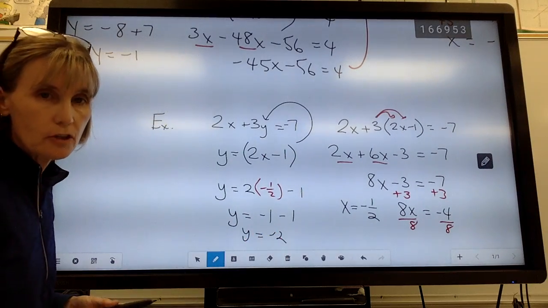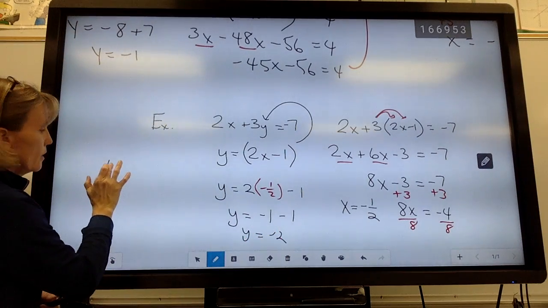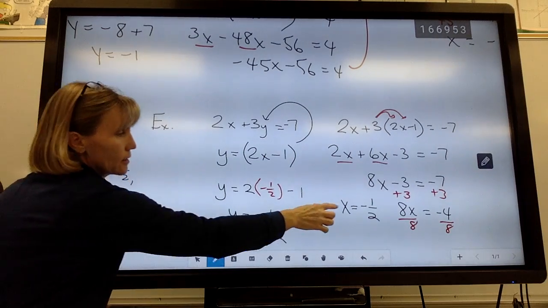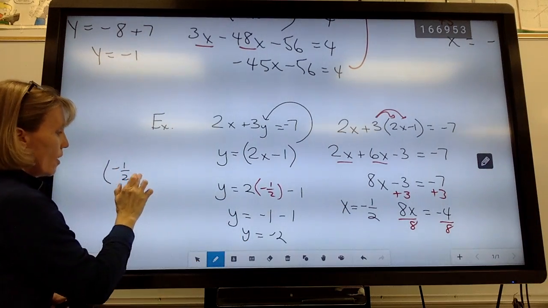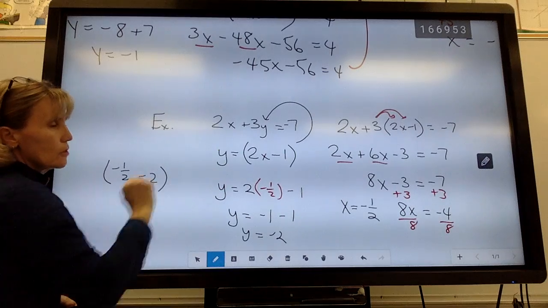I always write my answer as an ordered pair. So I'm going to say negative 1/2, negative 2. Put x in the ordered pair first, and then your y value. That is your solution to that system.